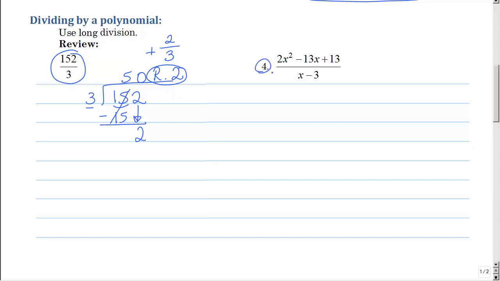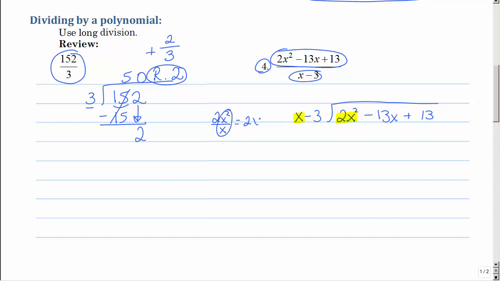Now, let's look at number 4. We're going to take what we're dividing by, and this goes into the numerator. And look at how everything is in descending order, standard form. You're not going to divide the whole thing. You're just going to look at those first 2 terms. And so what you're doing, either in your head or on scratch paper, is dividing 2x squared by x. Well, we know how to do that, right? We keep the 2, reduce that, that's 2x. So we put that on top.